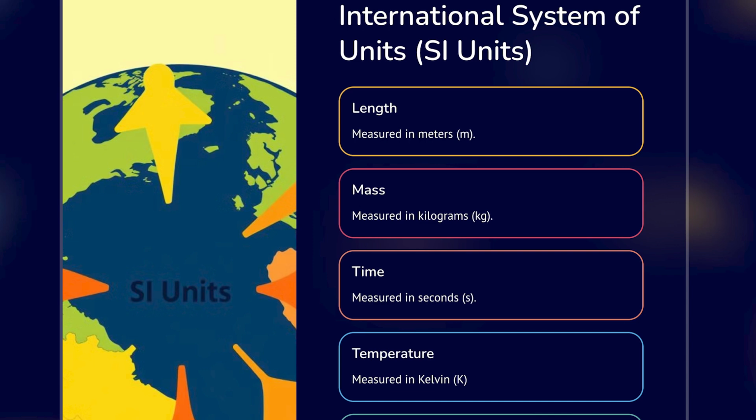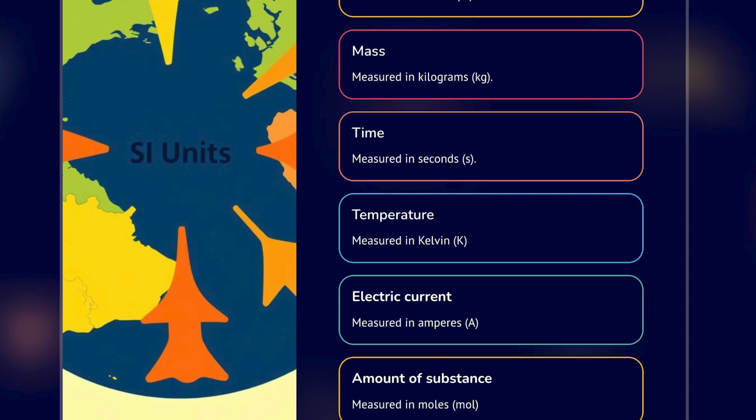For length, length is always measured in meters. Mass is always measured in kilograms. Time, always measured in seconds. Temperature, always measured in Kelvin. Electric current, always measured in amperes. Amount of substance is measured in moles. By using SI units, scientists ensure that measurements are comparable across countries and fields of study.